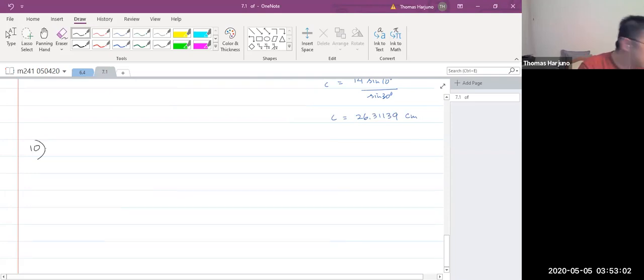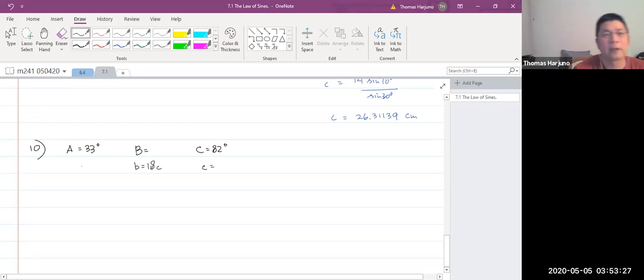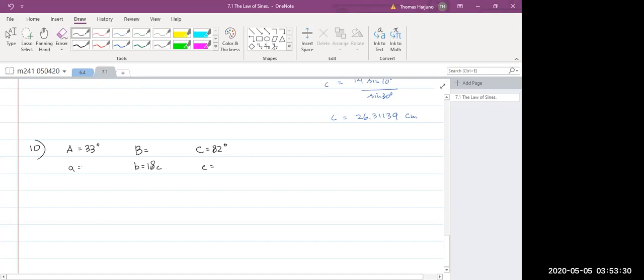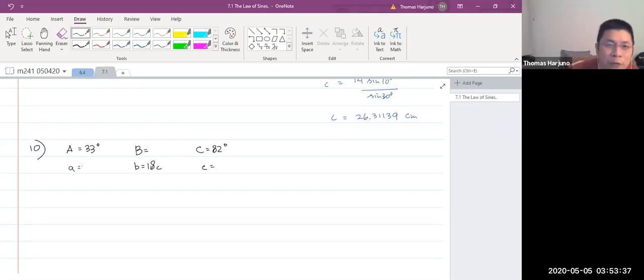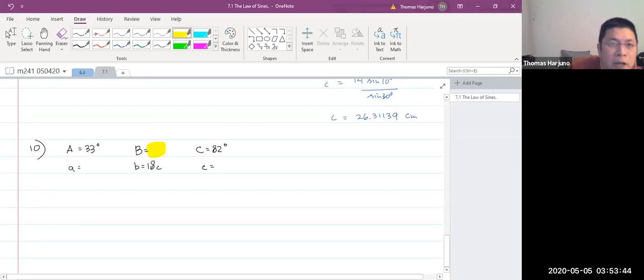Number 10, they say A is 33 degrees. C is 82 degrees. B is 18 centimeters. And find C. But I guess we will be able to find A also, right? Yeah. Do we have a pair here? No, but we can make one with B. Yes, if we add them, they even add up to 180. Yeah, because even though we don't have a pair, we can find it ourselves, right? So let's find that B. So first, find B. You do it.